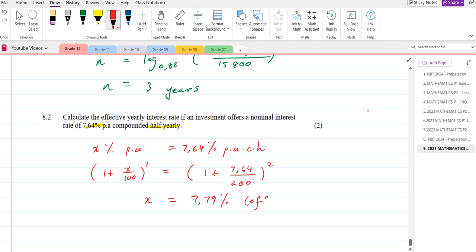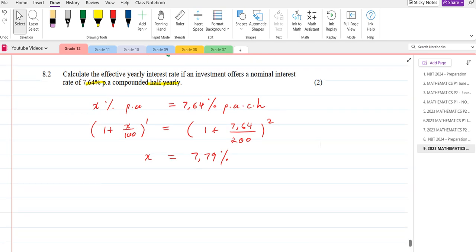So this is the effective yearly interest rate, as they want. Okay, there's no need to write all this, because they can see what we're calculating. You can just write 7.79% as the answer. Right, so let's move on to the next question.